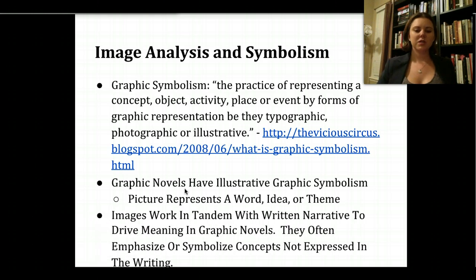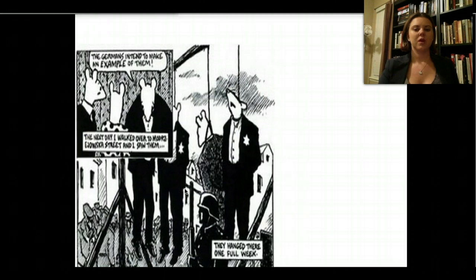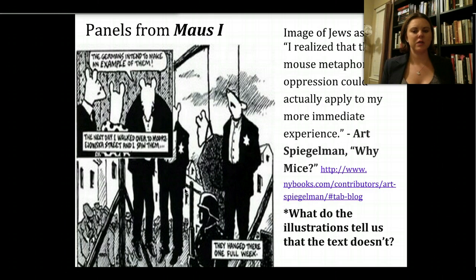So these images then work in tandem with the written narrative to drive meaning in graphic novels. They often emphasize or symbolize concepts that are not expressed in the writing. They're supported by the writing, but without the image, we won't be able to get the symbolism. So I want to give an example from Mouse. These are two panels from Mouse.